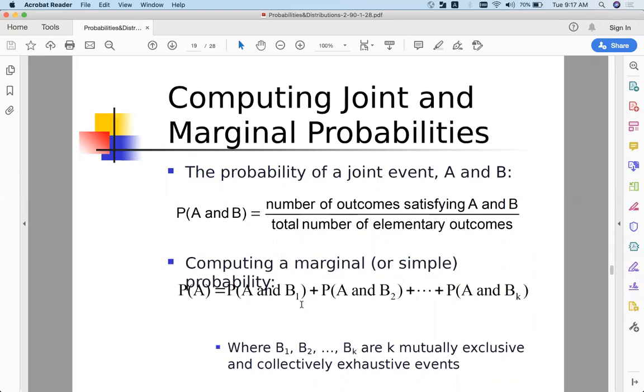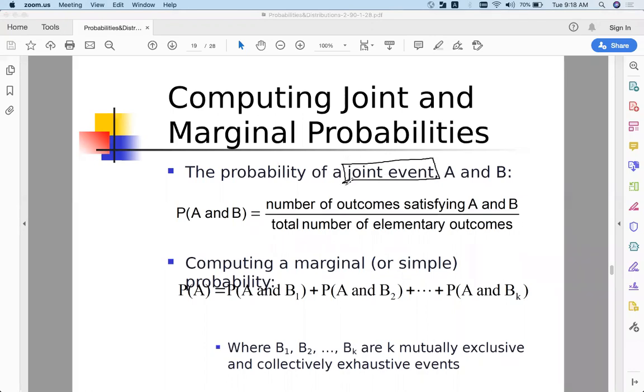Now, some more theory I'll explain, and then I'll explain the problem so that you guys will understand. Now, probability of a joint event. The probability of a joint event A and B is given as probability of A and B, which is the number of outcomes satisfying A and B divided by the total number of elementary outcomes, which is the total sample space. They're trying to connect the dots. Can you write the joint event in terms of simple events? The answer is yes.